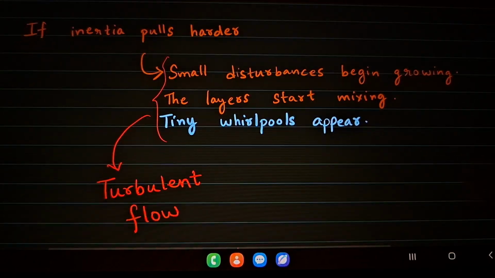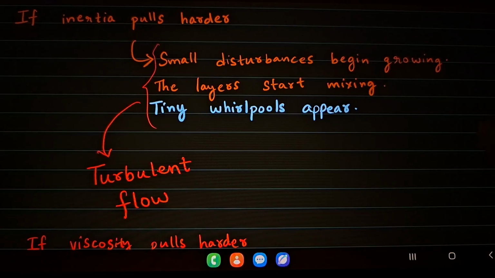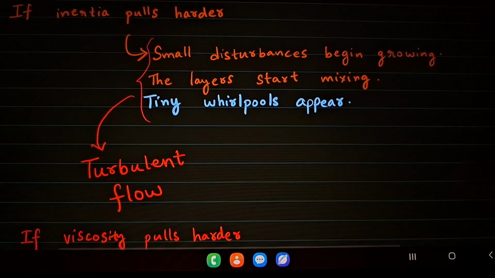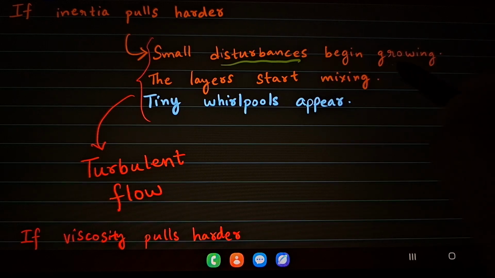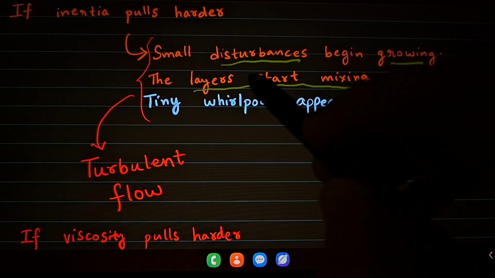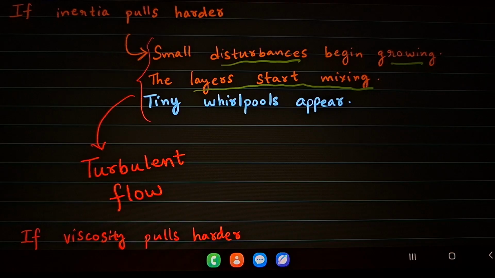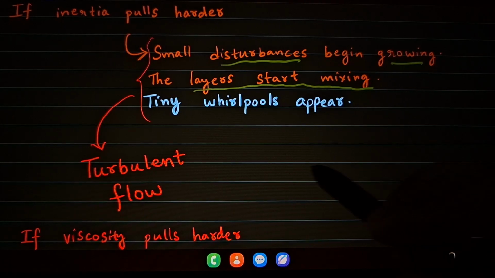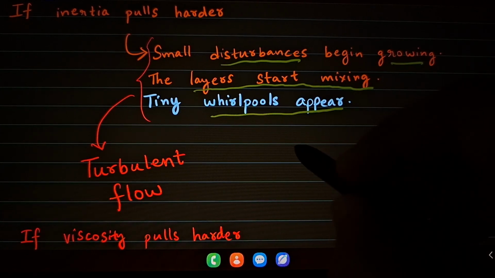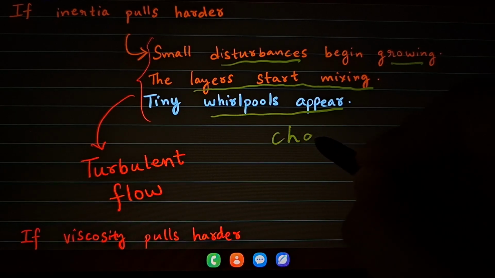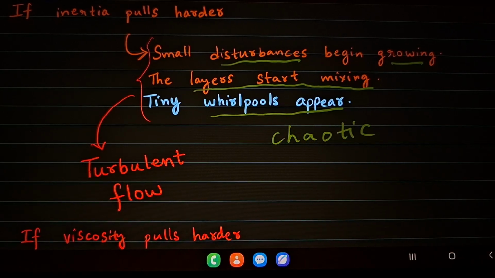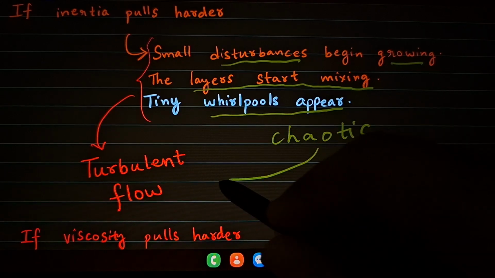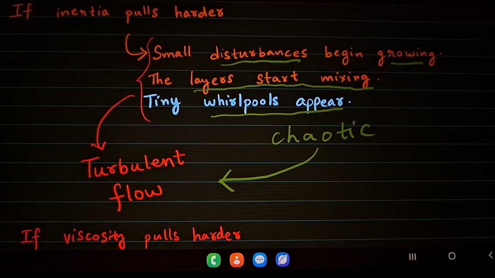Now, what happens if in this game, the tug of war, inertia pulls harder? Tiny disturbances begin growing and the layers start mixing, because we've seen that inertia only appears when there is a lot of movement, right? So, because of that, tiny whirlpools appear and the entire flow becomes chaotic. And this chaotic flow is termed as turbulent flow. So, if inertia pulls harder, it becomes turbulent flow.